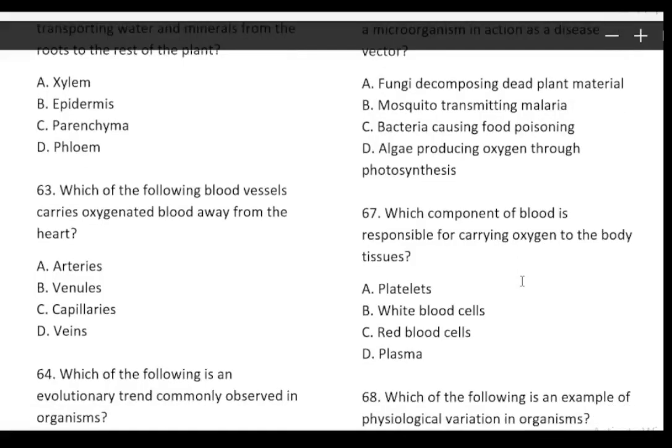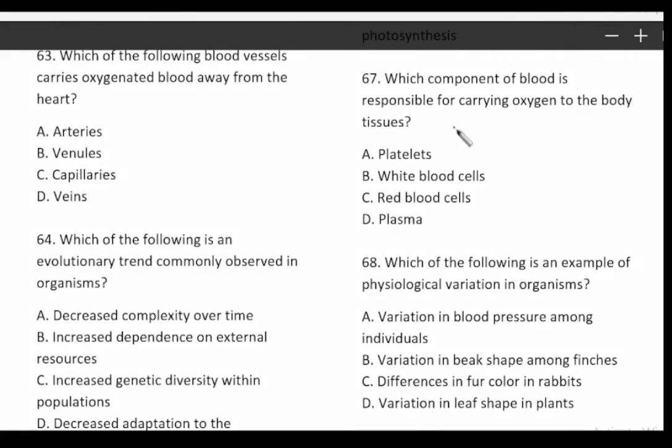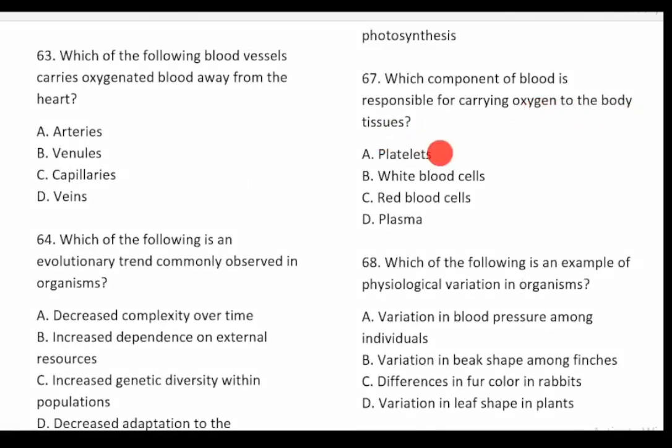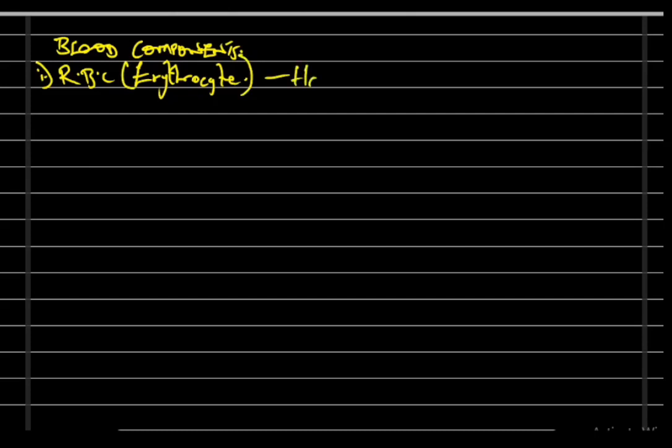Question 67. Which component of blood is responsible for carrying oxygen to the body tissues? A. Platelets. B. White blood cells. C. Red blood cell. And D. Plasma. The blood components now. We have the RBC. The RBC is also called the erythrocyte. It is the major function of the erythrocyte to actually carry oxygen across the body. Why? Because it contains a particular substance called the hemoglobin.